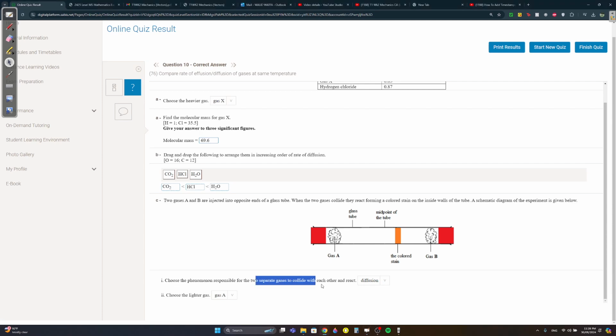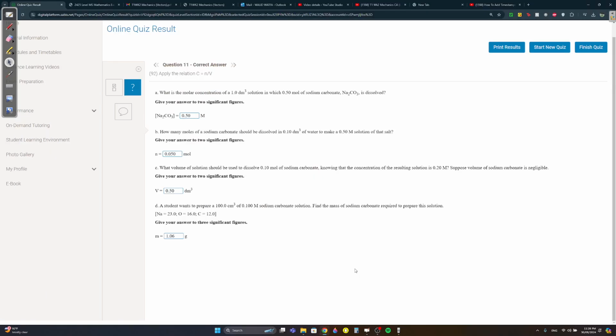Choose the phenomena responsible for the two separate gases to collide. These gases collide, the phenomena is diffusion. Which one's the lighter gas? With the lighter gas, the color will always appear on the side of the heavier gas, closer to the heavier gas, because the heavier gas took time to move. So since it appeared closer to B, that means B is the heavier gas. That means the lighter gas will be gas A. How long is this? 12. I think I finished before 20.